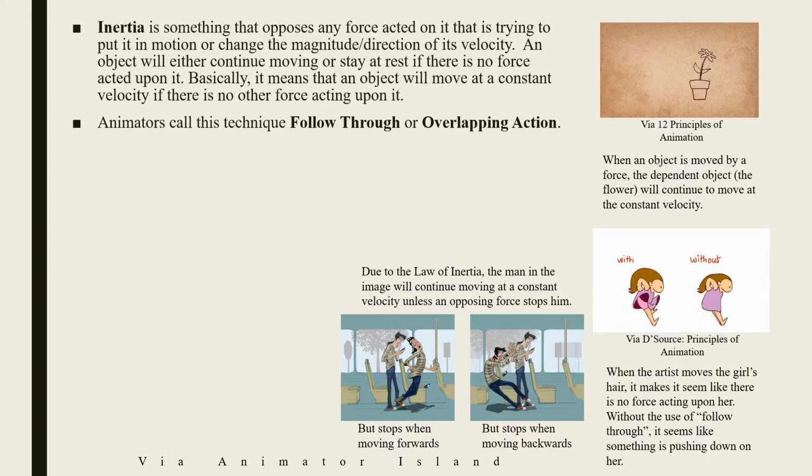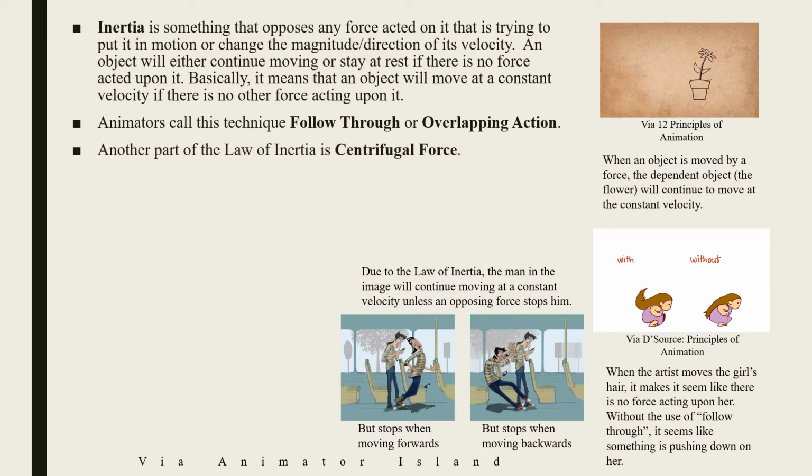With these two images here of the man, due to the law of inertia, the man in the image will continue moving at a constant velocity unless an opposing force stops him. On the image on the left, the bus is moving forward and stops, and since there's no opposing force keeping him with the bus, he moves forward. On the image on the right, when the bus is moving backwards and it stops, he continues moving backwards.